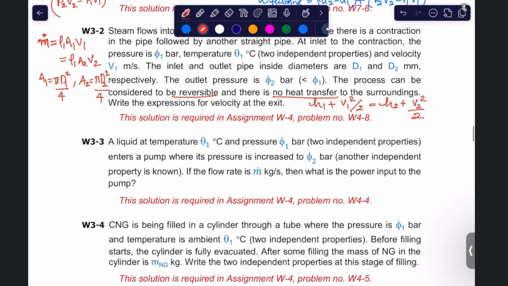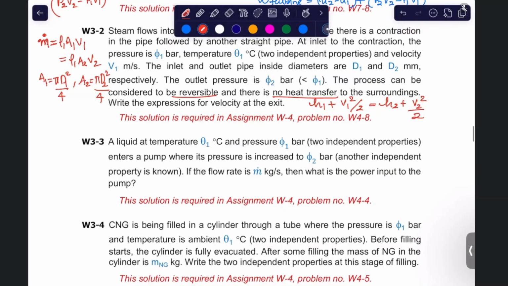So how to solve for V2? V2 equal to root of 2 times h1 minus h2, plus V1 square. Then from continuity we can find rho 2 in order to find V2. So that is the velocity V2 we have to find. So you have to rearrange this. Okay, that's about it.